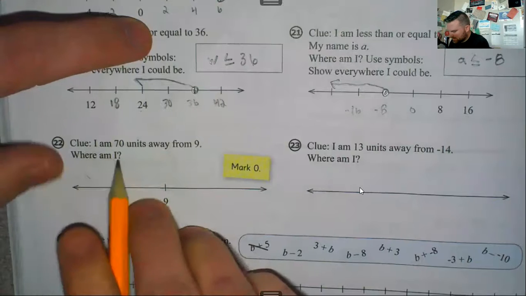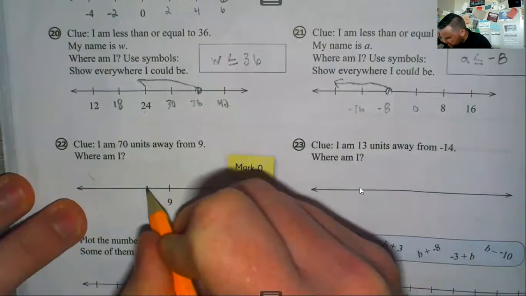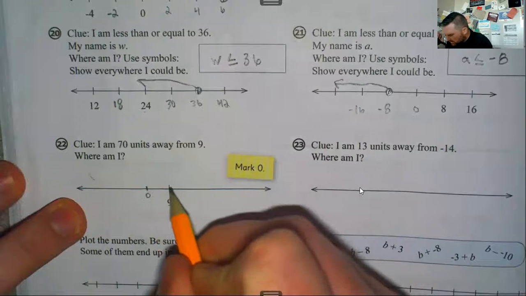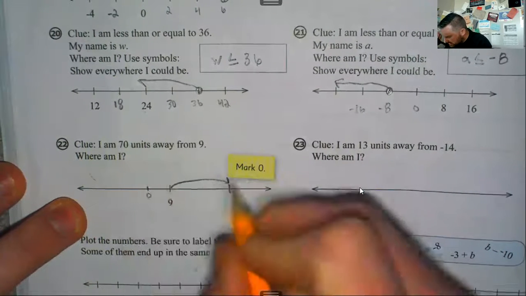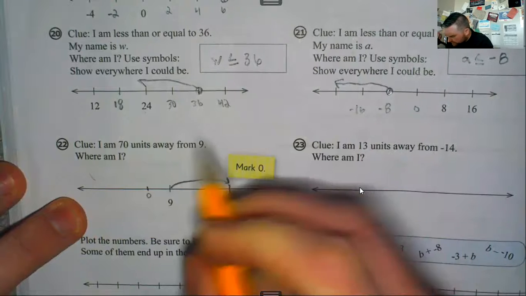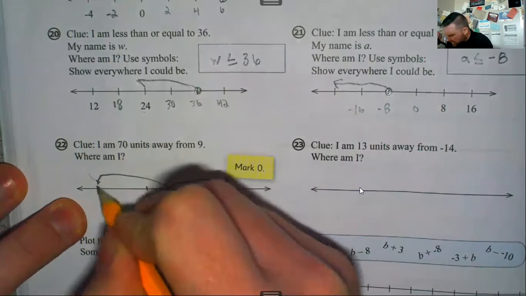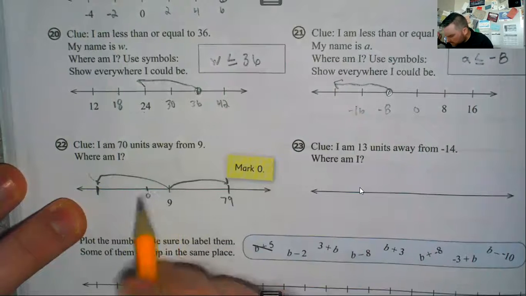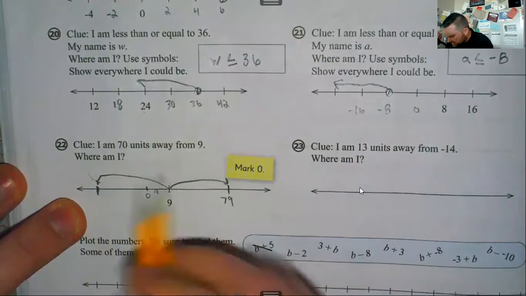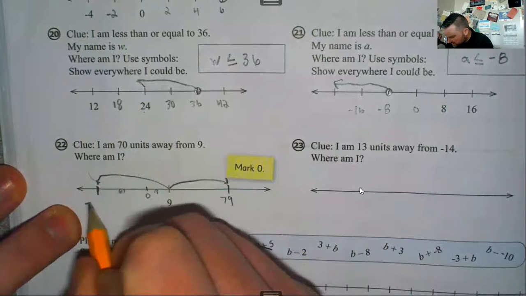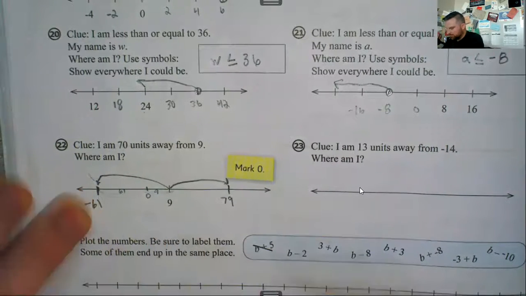Clue, I am 70 units away from 9. So here's 9. If I mark 0, 0 would be here. So we're going to go 70 units this way. So 9 plus 70, that's 79. And 70 units this way. Okay, well, I already have 9 units here. So 70 minus the 9 is 61. So this is negative 61, meaning the total distance between here is 70.